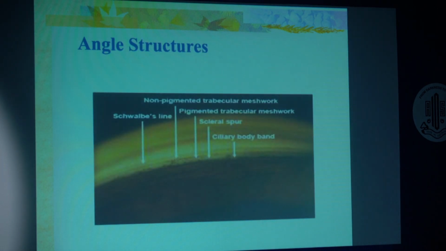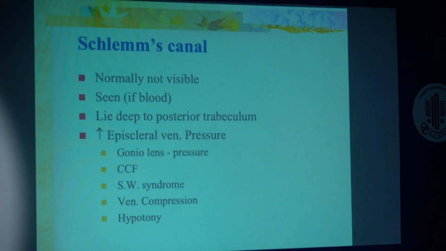You see Schwalbe's line, which is the pigmented line. Then you see the trabecular meshwork, non-pigmented, then pigmented. Then you see the spur. This is the order normally we see in an angle. So Schlemm's canal is normally not visible because it lies deeper to the posterior trabecular meshwork. Whenever you put too much corneal pressure, or with a carotid cavernous fistula, Sturge-Weber syndrome, or venous hypertension, you can see blood in Schlemm's canal.